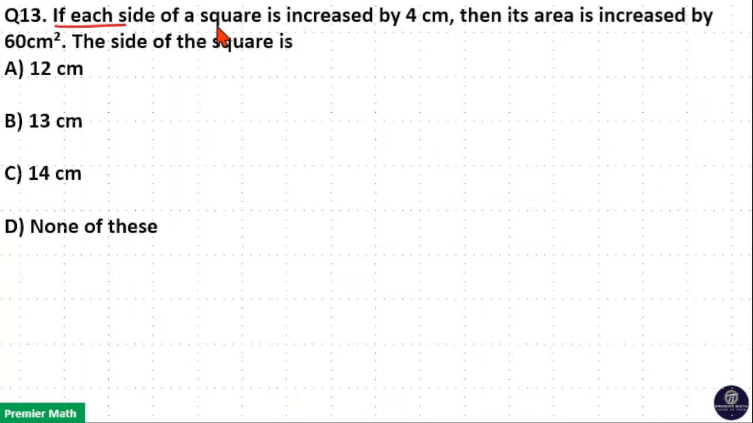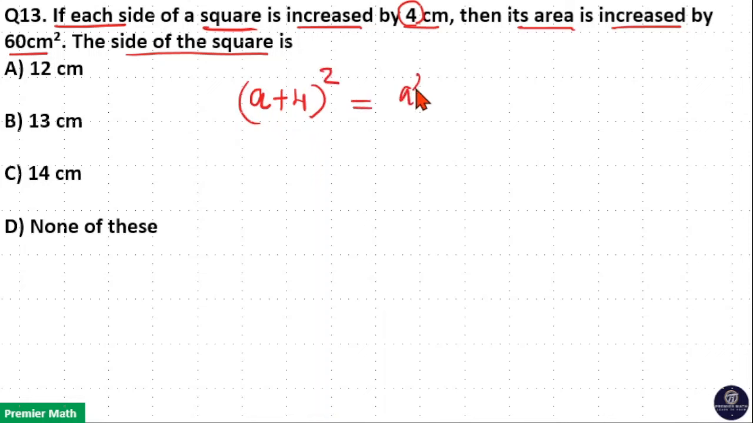If each side of square is increased by 4 cm, then its area is increased by 60 cm square. The side of the square is. Initial side of the square is A. Then each side of square increased by 4 cm means new side is A plus 4 cm. Now new area is A plus 4 the whole square, which is equal to A square plus 8A plus 16.